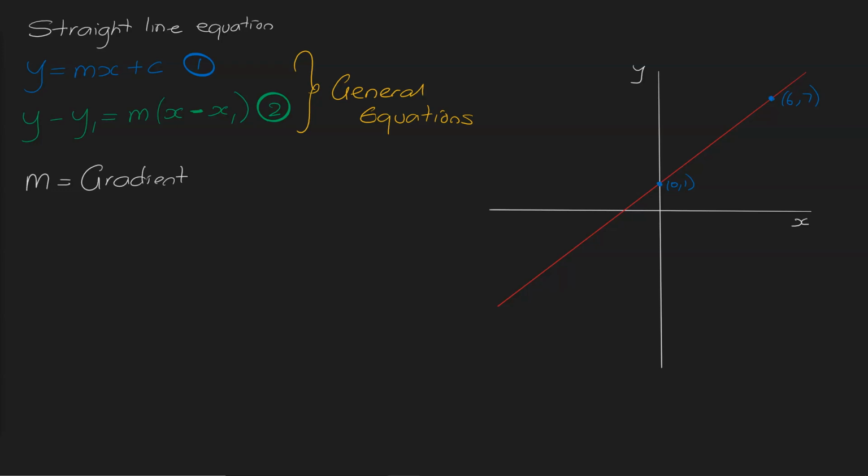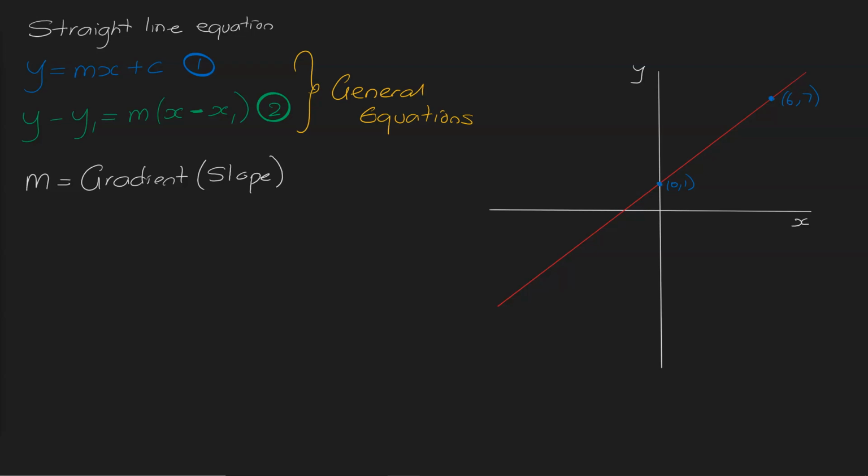Now m is our gradient. And our gradient, in other words, is our slope. In simple terms, it's called the slope, which way our graph is going. Is it a positive slope, or an increasing slope, or is it a negative slope or a decreasing curve?